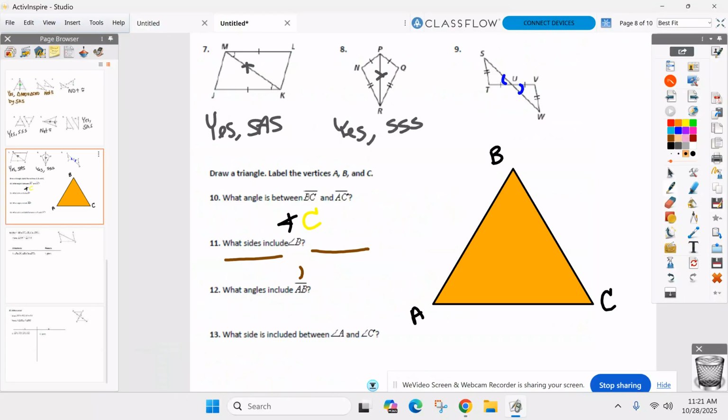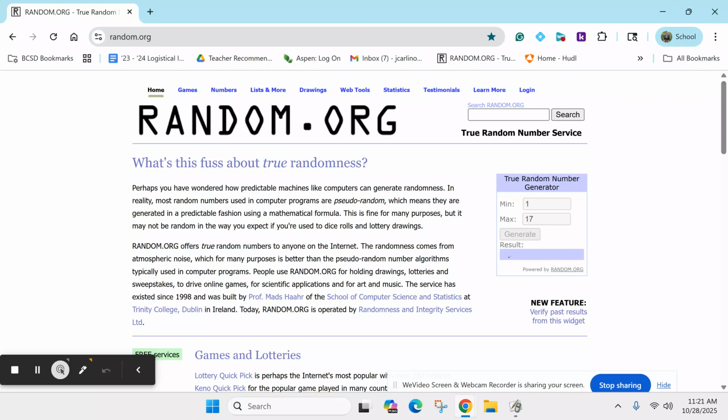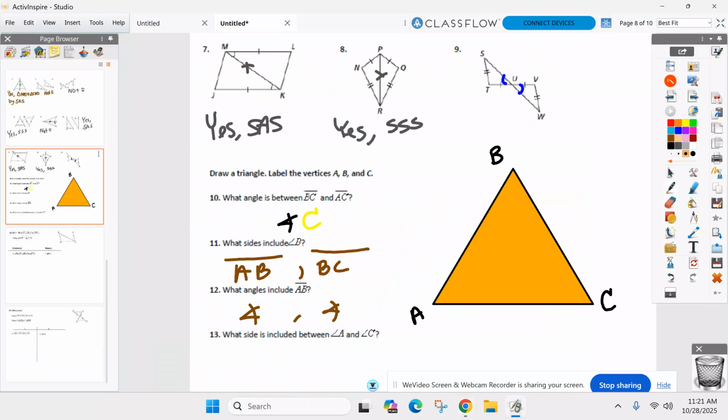AB and BC. Good. AB and BC. What angles include AB? So side AB is in between these two angles. What do you got for me there, Max? Angle A and angle B. Yep.